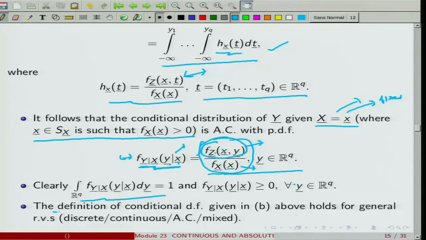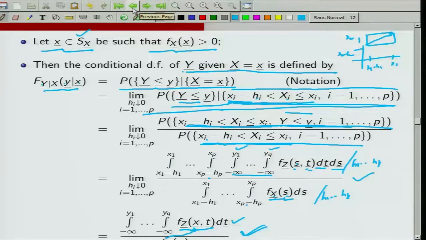So, the definition of conditional distribution function given in B above holds for general random variables. I can define the conditional distribution function this way for any arbitrary random variable, because this definition holds for the discrete case also, since through monotonicity of the probability measure, this probability would mean nothing but the probability x equal to small x. So, this definition holds for arbitrary random variables, the distribution function at least.